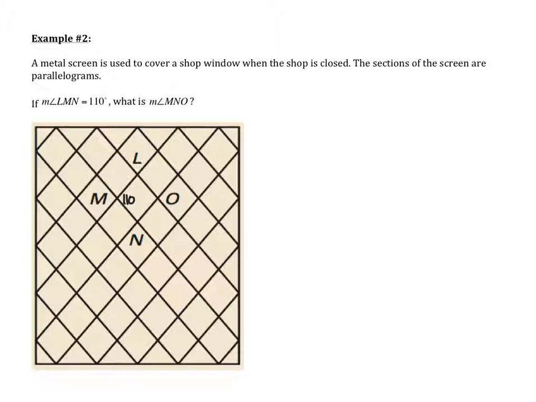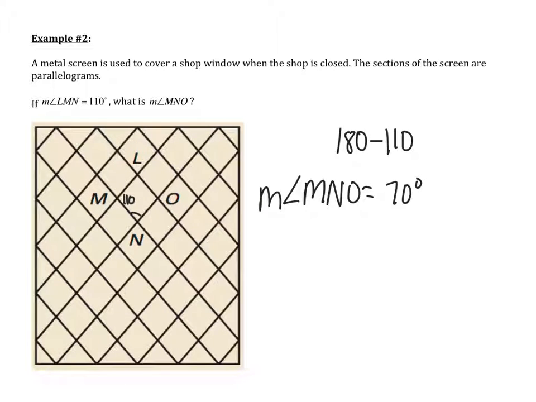What is the measure of angle MNO? So if this is a parallelogram right here, the measure of angle MNO is the angle that we're looking for. That would be a consecutive angle with the angle we were given, angle LMN. So if it is 110 degrees, then I'm just going to do 180 minus 110 to get the measure of angle MNO to be 70 degrees. Again, I did 180 minus 110 that was given to get that 70 degrees.